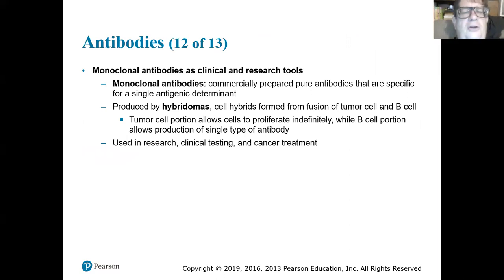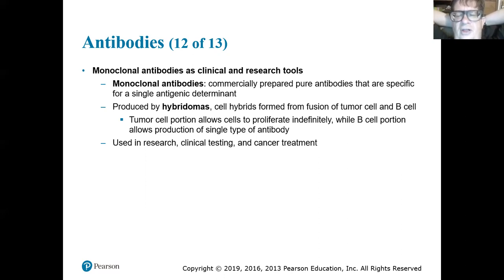All right, monoclonal antibodies as clinical and research tools. A monoclonal antibody is a weird thing. They're actually talking about hybridomas here. Good, that's where I was going to go. Commercially prepared pure antibodies that are specific for a single antigenic determinant. This is one of the things being used in immunotherapies against cancer. Rituxan is an example. This is amazing stuff.